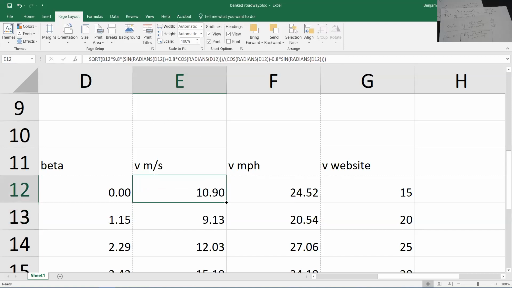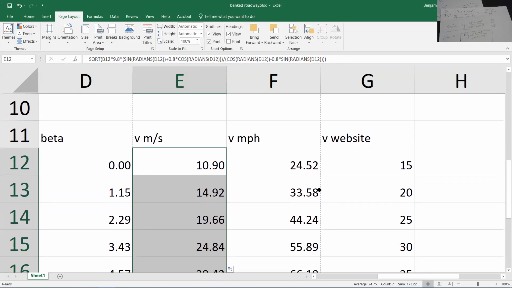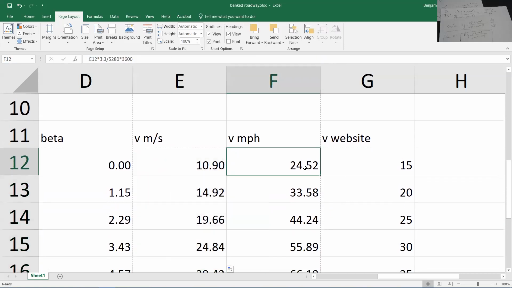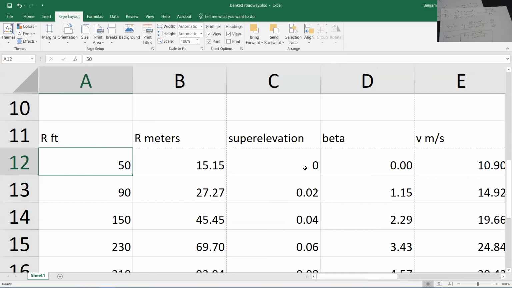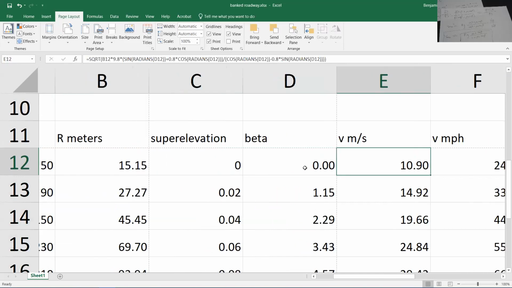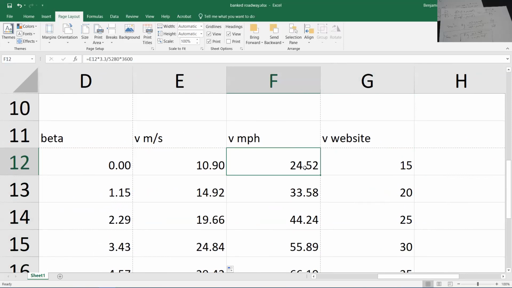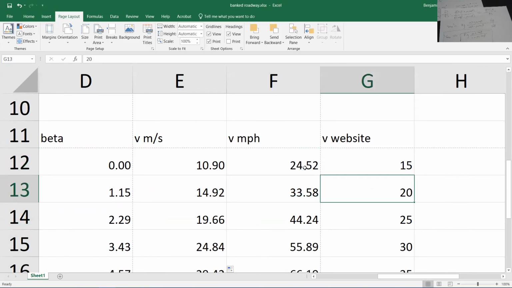And I will repeat this new calculation all the way down. Okay, these numbers really don't agree well at all. According to my calculations, if I look across this first row, for a cloverleaf interchange with a radius of 50 feet, and no bank angle at all, no super elevation, you could safely drive at 24 miles per hour. The website only says 15.